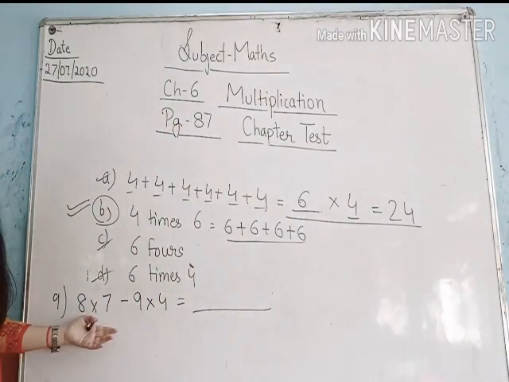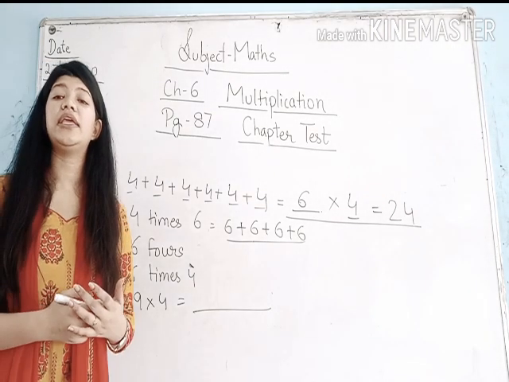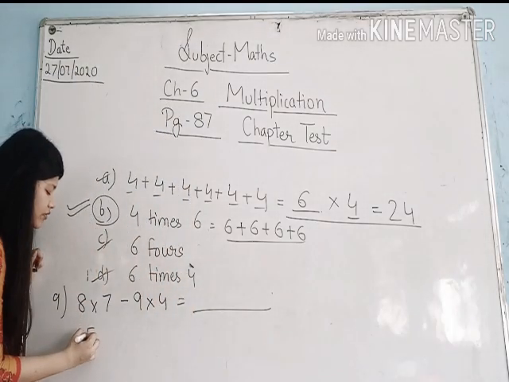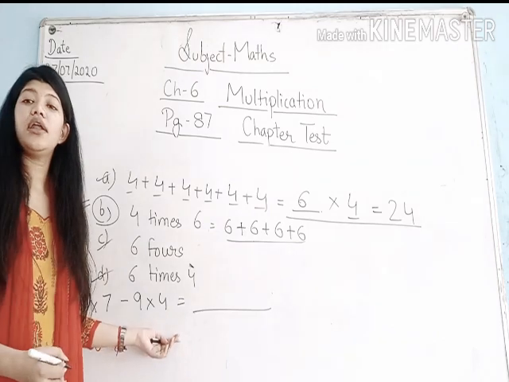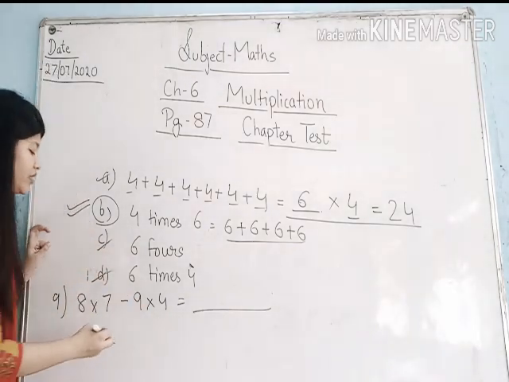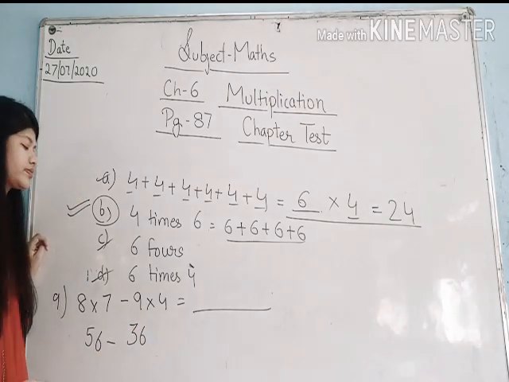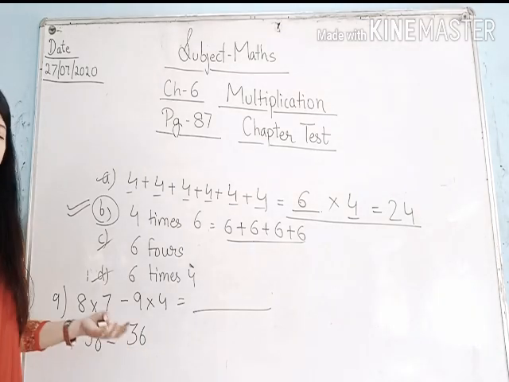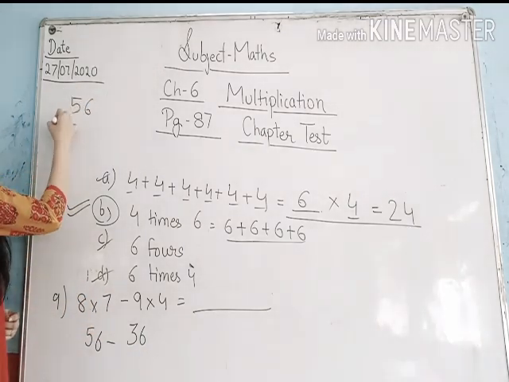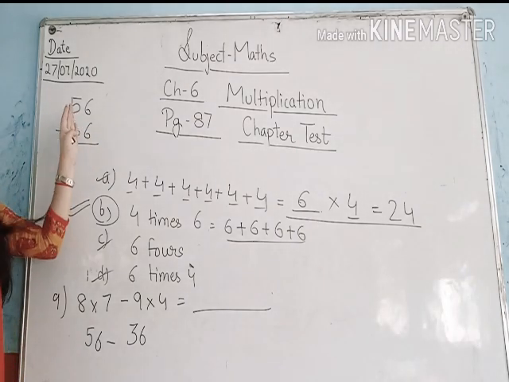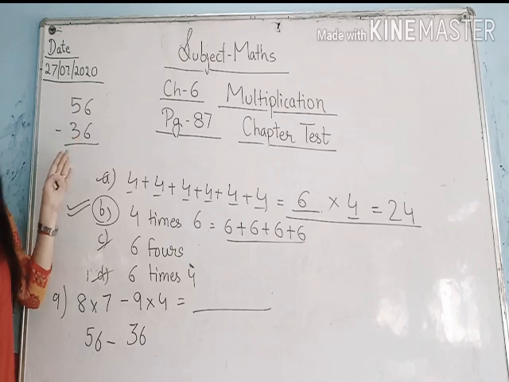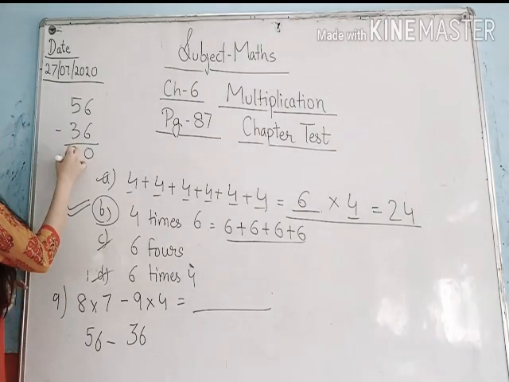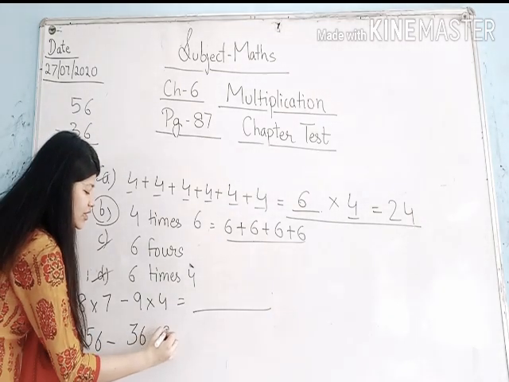First we will solve this one. Now 8 sevens are 56. Yes, so we will write 56 over here. 9 fours are 36. Yes, so we will write 36 over here. Okay, now we will subtract 56 minus 36. So let's subtract 56 minus 36. If we will subtract the ones column first, then 6 minus 6 is equal to 0. 5 minus 3 is equal to 2. So the answer will be 20. Yeah. So this is equal to 20.